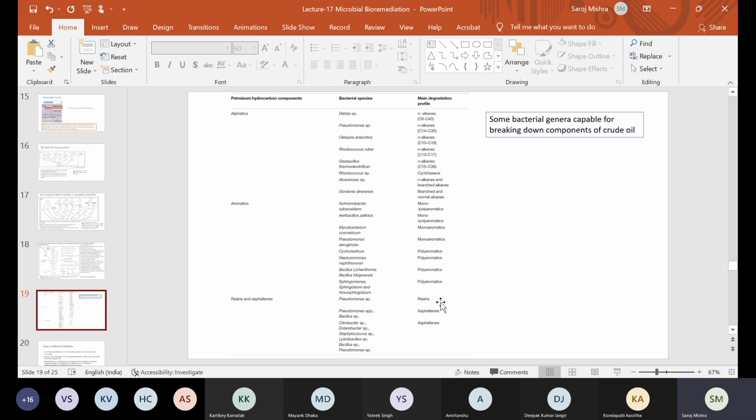So therefore, if one has to make a choice now on degrading a crude oil spill, or something else, for example, then in the literature one can always go back and look up what kind of bacteria have been reported to be able to break down such kind of compounds, and then that can be used. So I hope this point is clear to everybody.